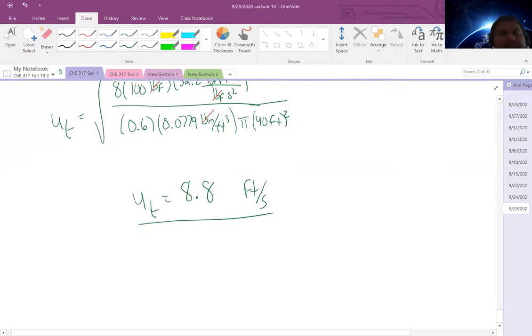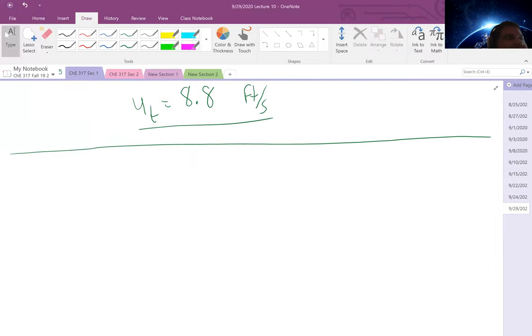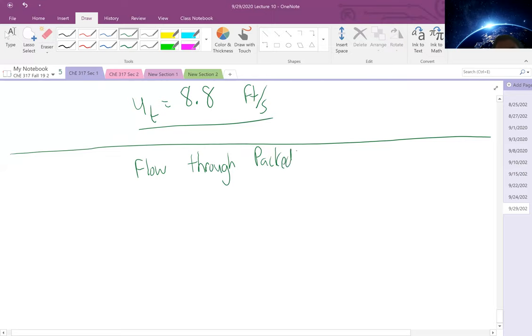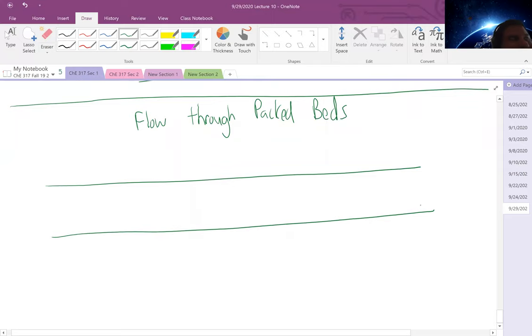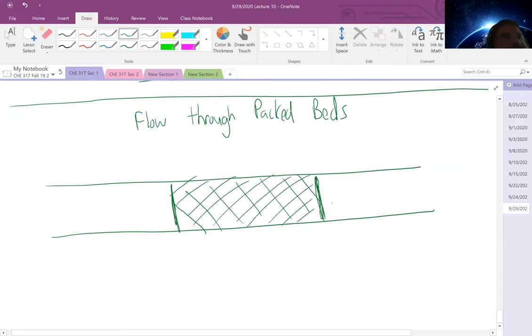All right, then let's move on and talk a little bit about flow through packed beds. So in a system, now let's say I've got a packed bed in my flow path. If you want, we can say it's a catalyst packed bed, whatever you'd like. My system's coming in at a certain pressure with a certain velocity. It's leaving at another pressure at another velocity.